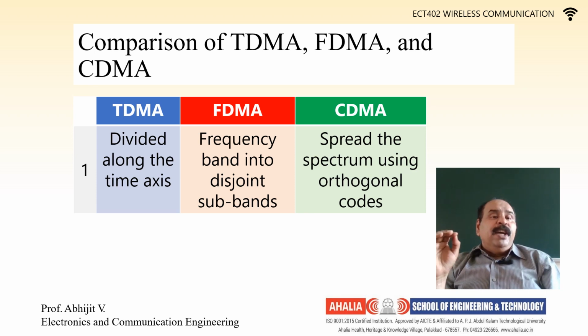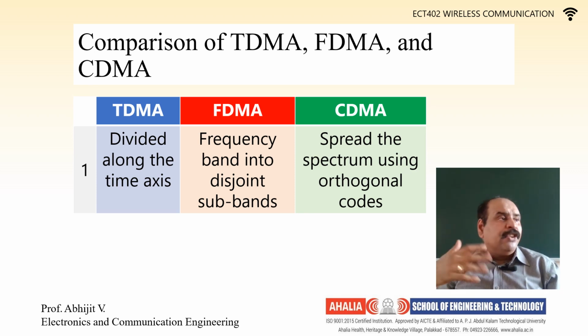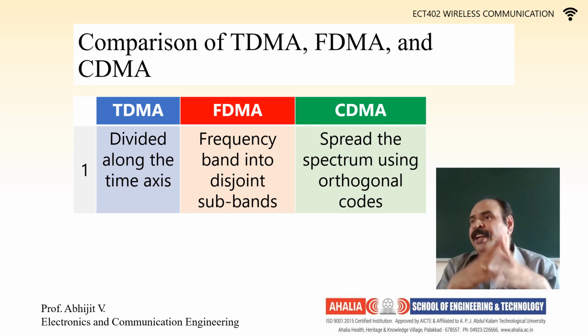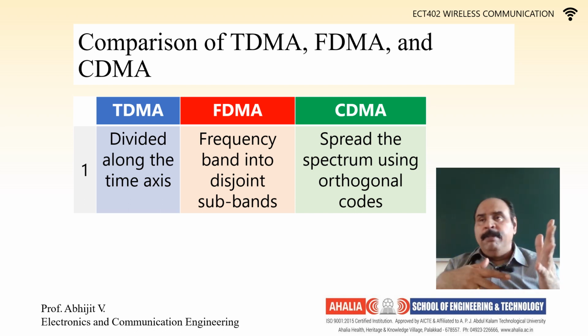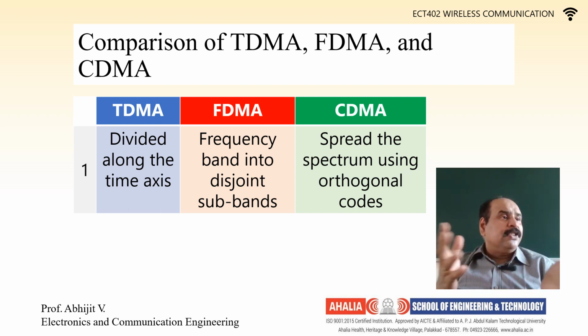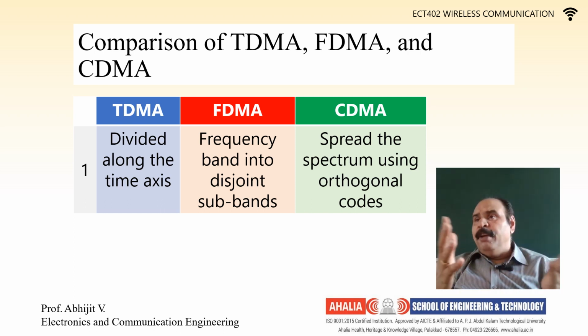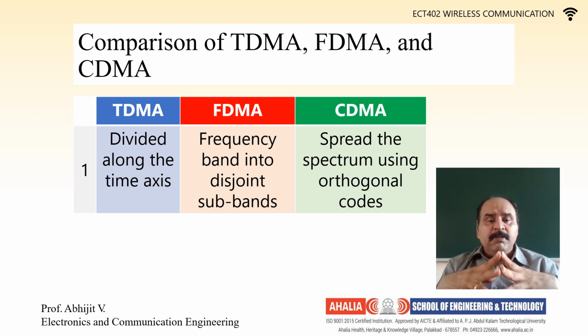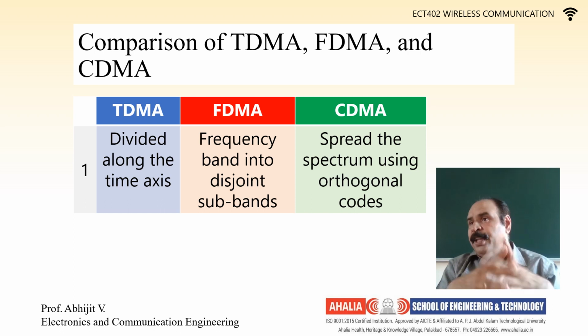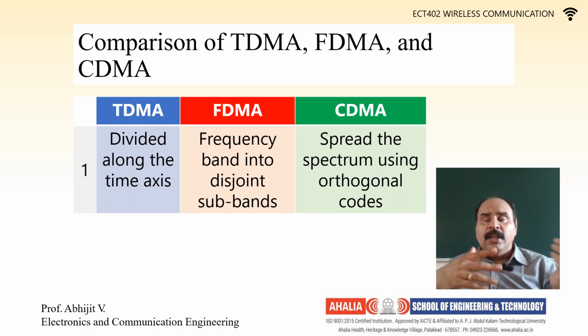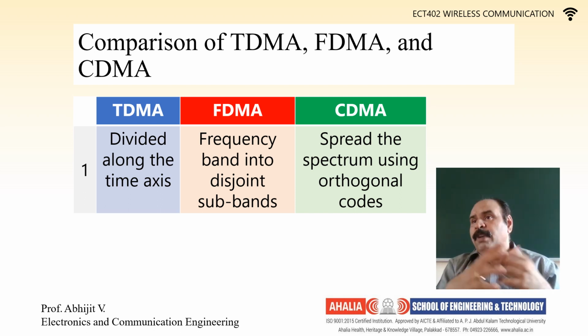Comparison between TDMA, FDMA and CDMA. In some of these points I will be using only TDMA and CDMA, or TDMA and FDMA, depending upon this. First thing is that, already discussed, TDMA is time division multiple access, FDMA is frequency division, and in code division what we are doing is that we are creating codes, and then we are dividing this full radio channel into different codes.